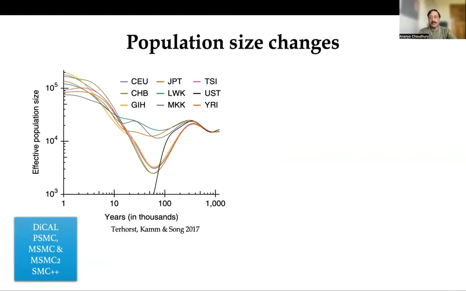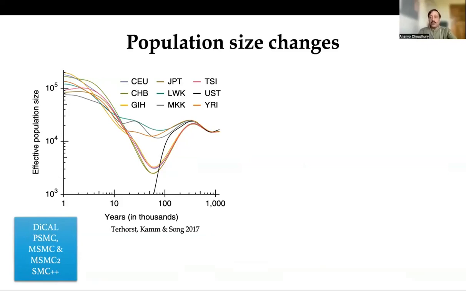So this is a typical population size dynamics plot. The y-axis in this plot shows effective population sizes. The x-axis represents time in 1,000 years ago. And you can see that these are generally plotted on the log scale. The more right you go, the further you go back in time.